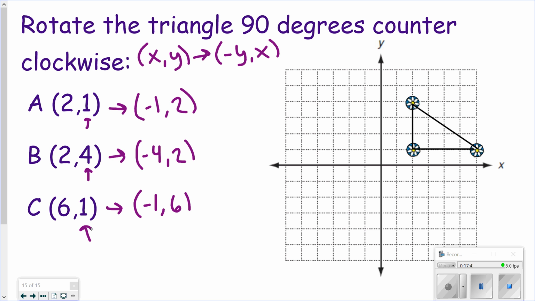So now I need to plot this. So I have -1, 2, 1, 2, -4, 2, 1, 2, 3, 4, 1, 2, and -1, 6, 1, 2, 3, 4, 6. So here's my new figure. So I took this figure and I just rotated it 90 degrees, and so now the triangle is standing up.